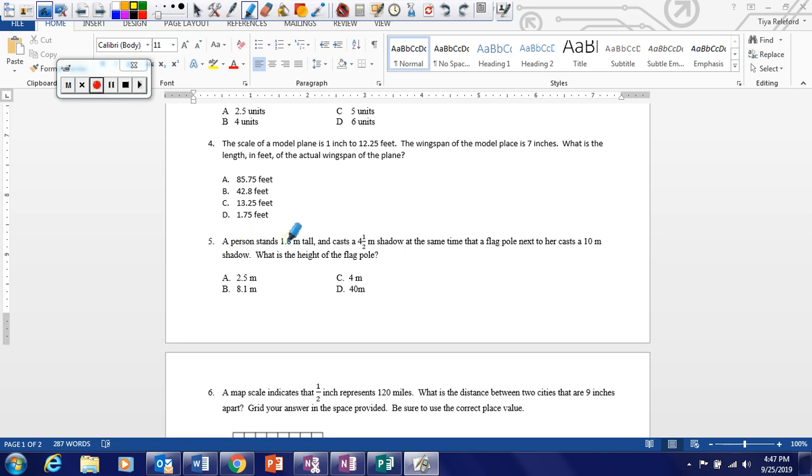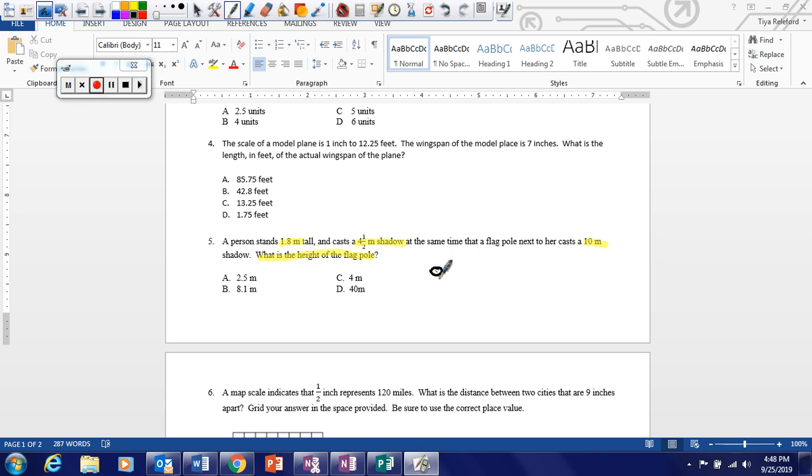Number 5 says a person stands 1.8 meters tall and casts a 4.5 meter shadow at the same time that a flagpole next to her casts a 10 meter shadow. What is the height of the flagpole? So when you see the word shadow, these problems are similar figures problems. They're triangle problems.